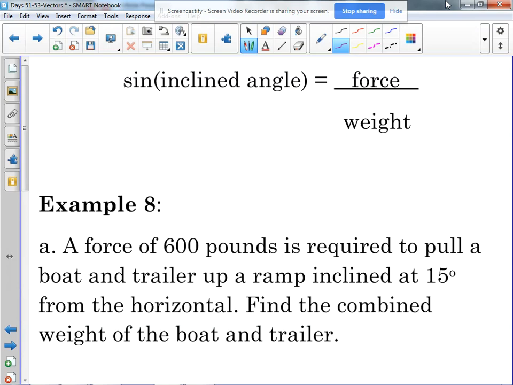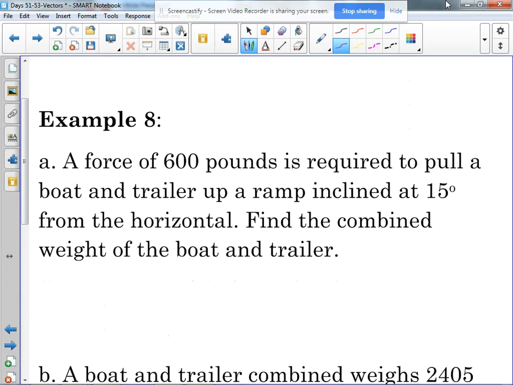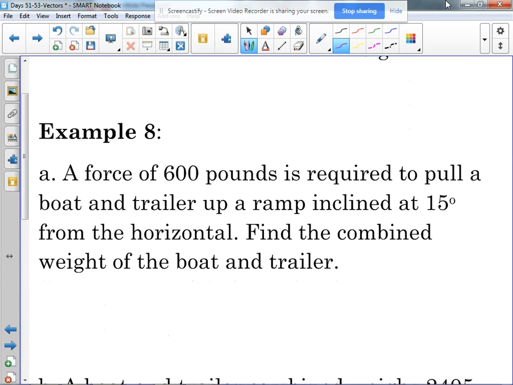The sine of the inclined angle is equal to force over weight. The way that I remember that, alphabetical order again: F comes before W. Force over weight. Okay? So let's look at the example. A force of 600 pounds, so that's force, that's what's going to be on top, is required to pull a boat and trailer up a ramp inclined at 15 degrees from the horizontal. Find the combined weight of the boat and trailer.